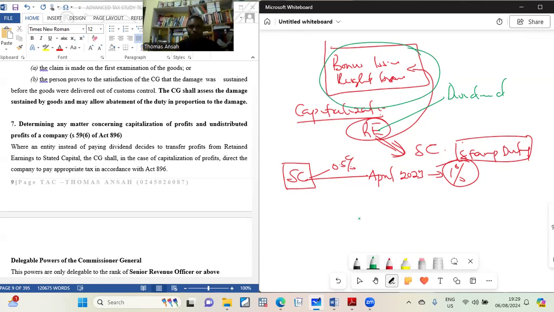So what the Commissioner General will say is that, number one, we will apply what we call Section 58, subsection 3 of Act 896. All right, he will do something we call deemed dividend. And dividend, anyway, who knows the withholding tax rate for dividend?